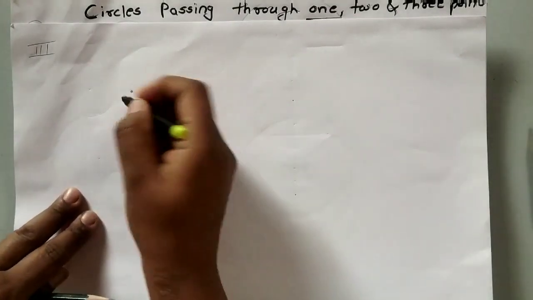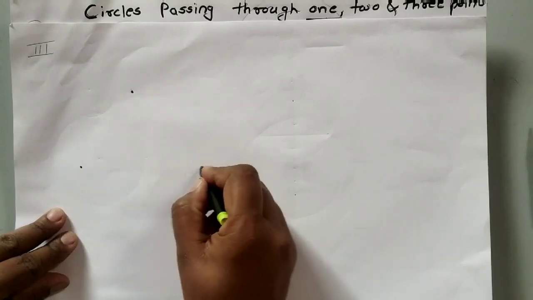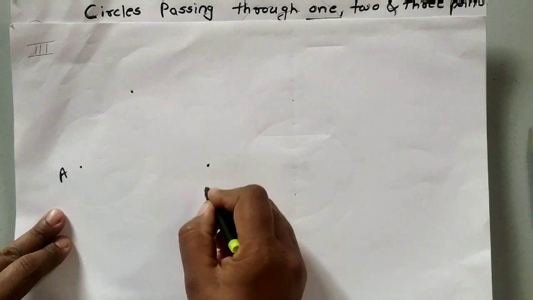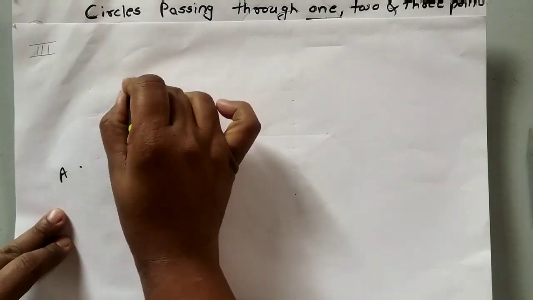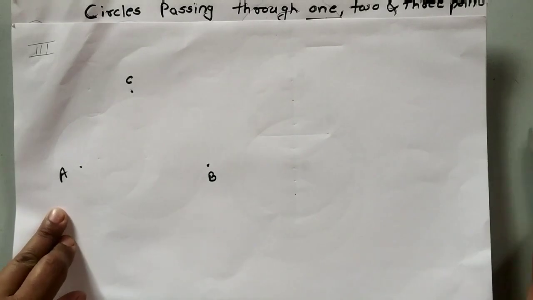Now here I will take 3 distinct points. Suppose these are the 3 distinct points I took here. This is point A, this one is B, and that is C. These 3 points are there, you can see here. Now I will join these 3.